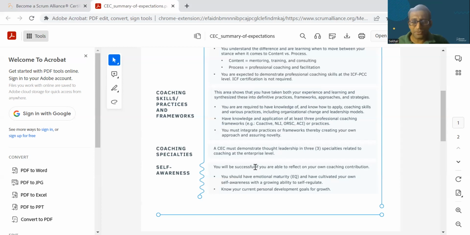And you will be successful if you reflect on your own coaching contribution. It's all about self-awareness. What kind of self-awareness are you bringing to the table? What is really going through your mind when you are dealing with a client or working on an engagement? That is something they are interested to know. Okay, I took this approach, it didn't work. Because it didn't work, I took this approach, and because of this, I learned something. So this is a constant plan, take action.